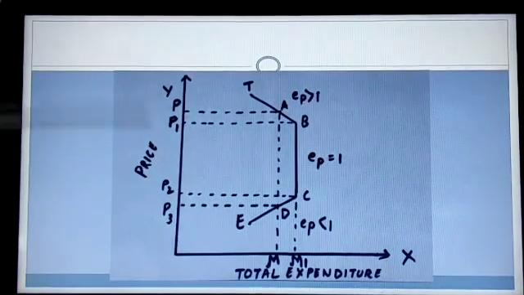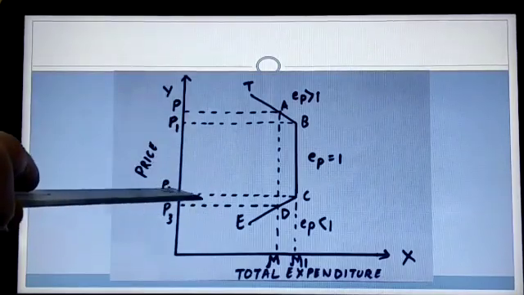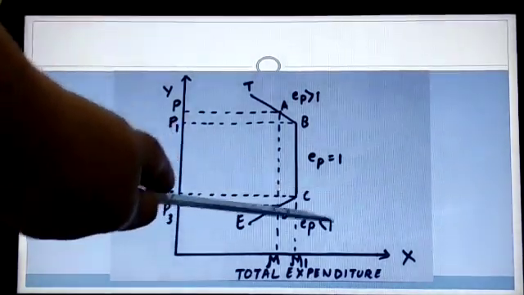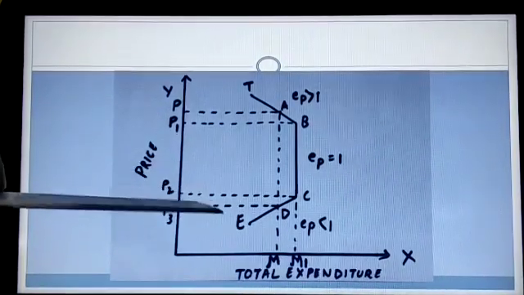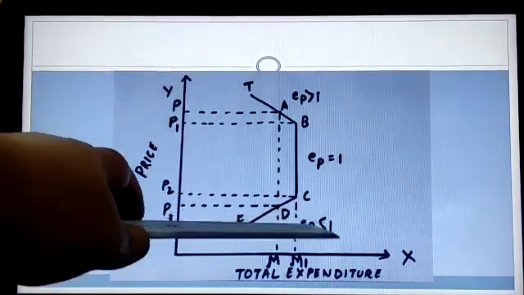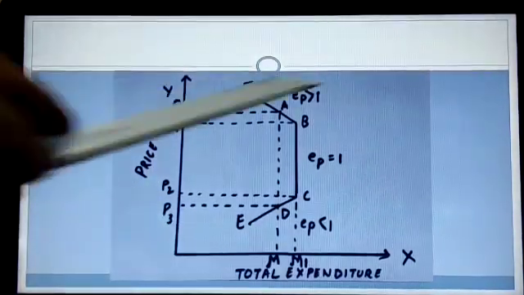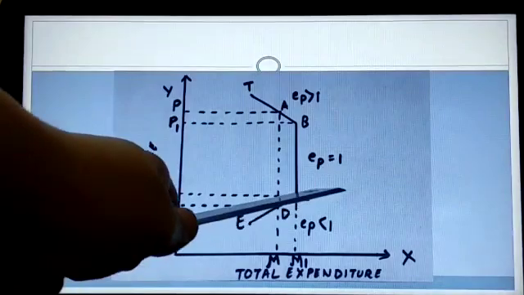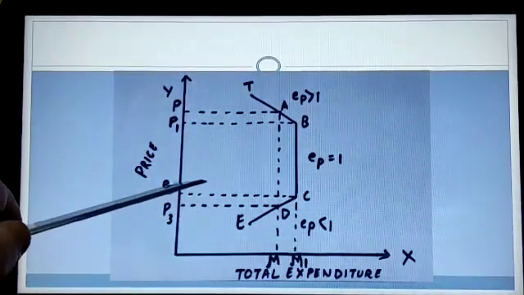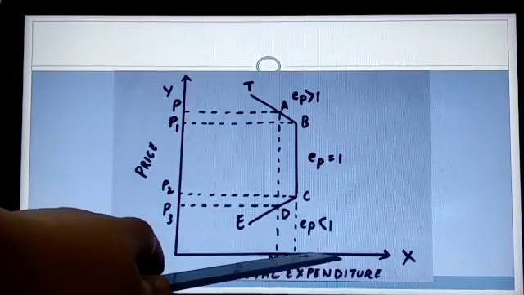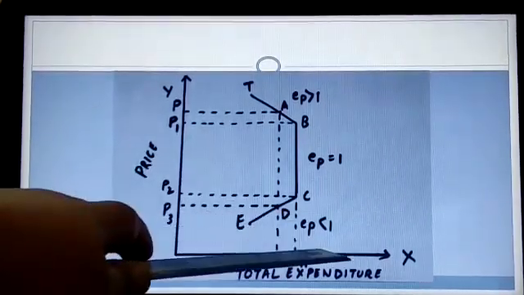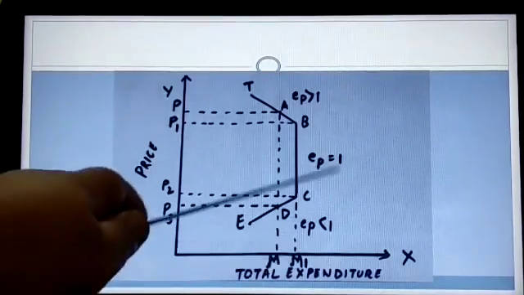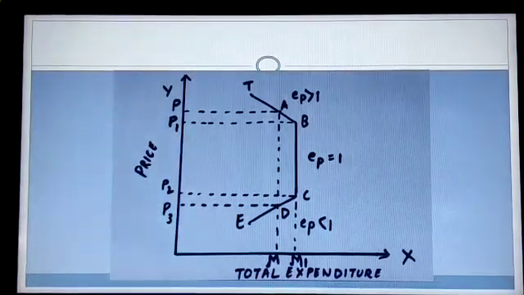Again, the price further falls from P2 to P3. The position is C to D. C to D means M1 to M. Price is falling from P2 to P3, and expenditure is decreasing from M1 to M. Same direction. EP less than 1.